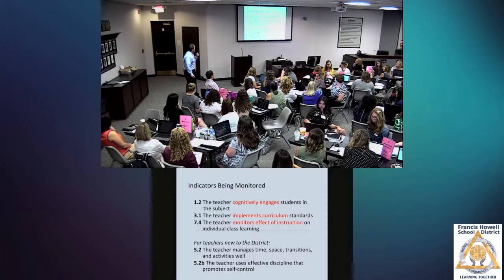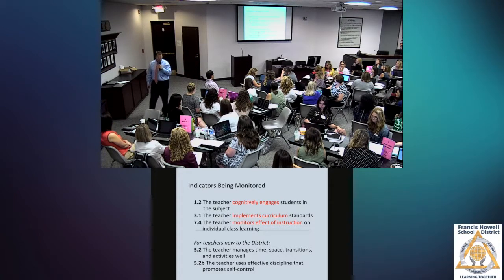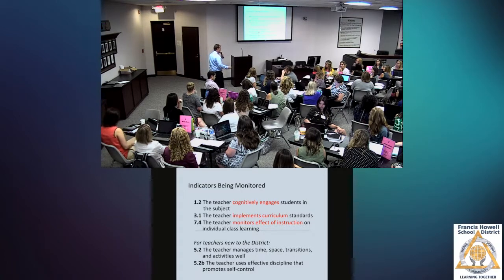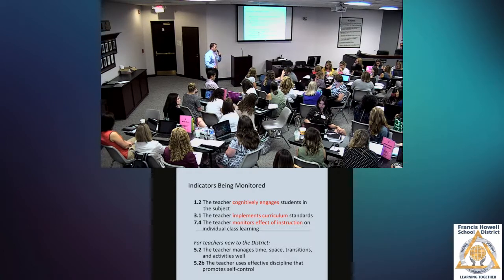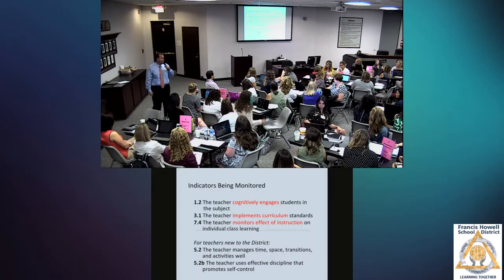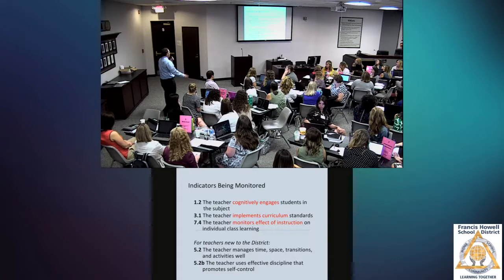And then the last one is monitoring the effect of instruction. So what does the assessment look like? It can be a test, it can be a quiz, it can be exit cards, it can be just a check-in with one individual student or a check-in with small groups, just to see the kids are on the right track and they're learning. And then again, those bottom 2: teachers managing time, space, transition, and activities. And then the last one, using effective discipline to promote that classroom environment, that self-control within kids.